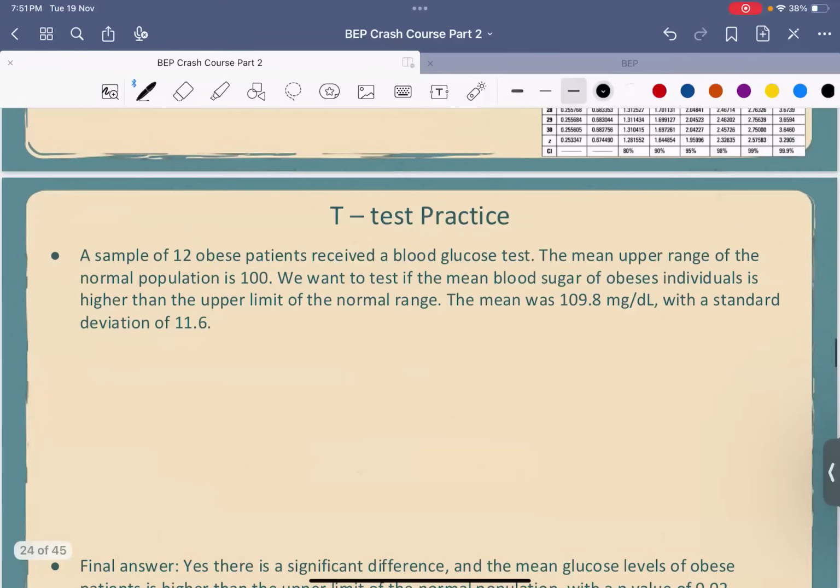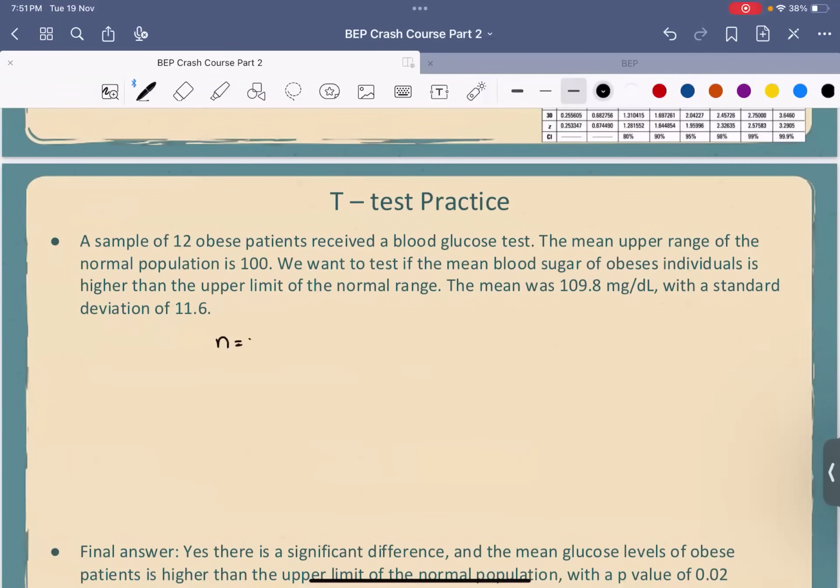Okay, so let's practice. A sample of 12 obese patients, n equals 12, received a blood glucose test. The mean upper range of the normal population is 100. We want to test if the mean blood sugar of obese individuals is higher than the upper limit. So is it actually higher than 100 or not? The mean of the obese patients was 109.8, so X is 109.8, the sample size is 12, with a standard deviation of 11.6. So SD equals 11.6.